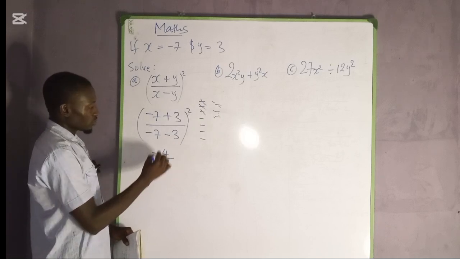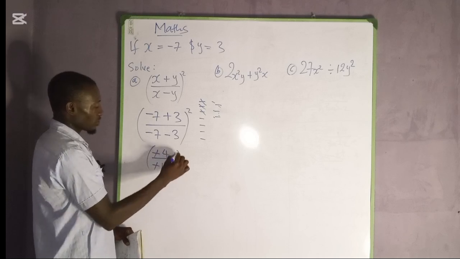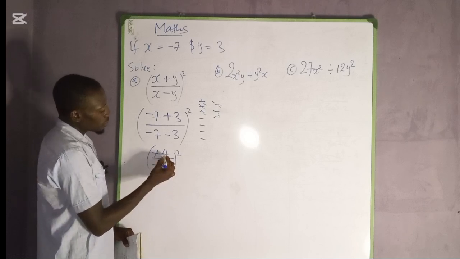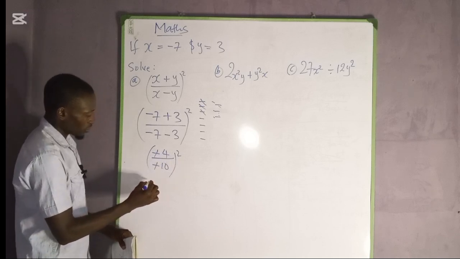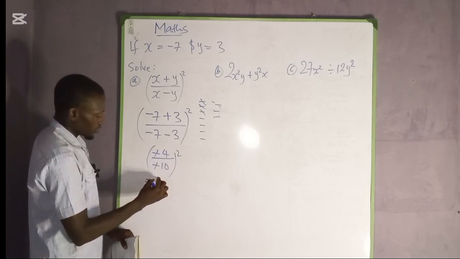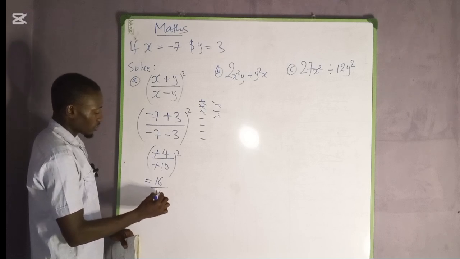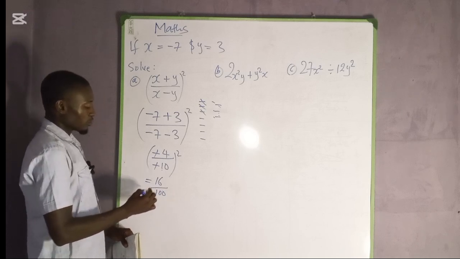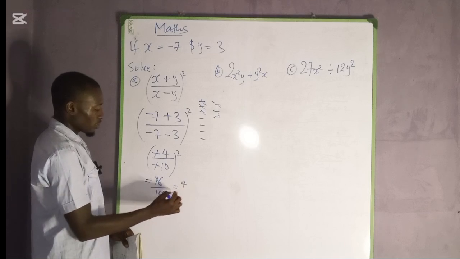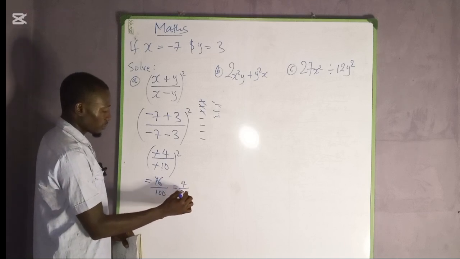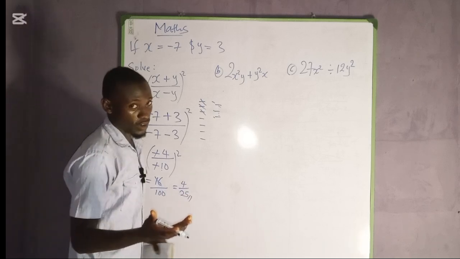Are you seeing it? So at this point, this will cancel this. Remember, we'll still have our square. So 4 raised to power 2 will give us what? Will give us 16. 10 raised to power 2 will give us 100. At this point, 4 can go into this. It will give us 4. 4 go into this will give us 25. So this becomes our final answer. You can see it's very simple, right?